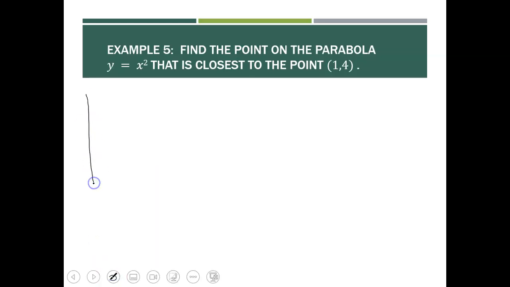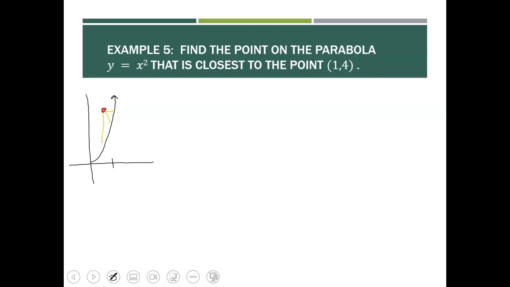So again, here is your line, here is your curve. You have y equals x squared. We have the point (1, 4) living out here in the universe. And what we're trying to do is minimize the distance from that point to a point on our curve. So we're trying to find a point on the curve that is the shortest distance away from that point out in the universe.